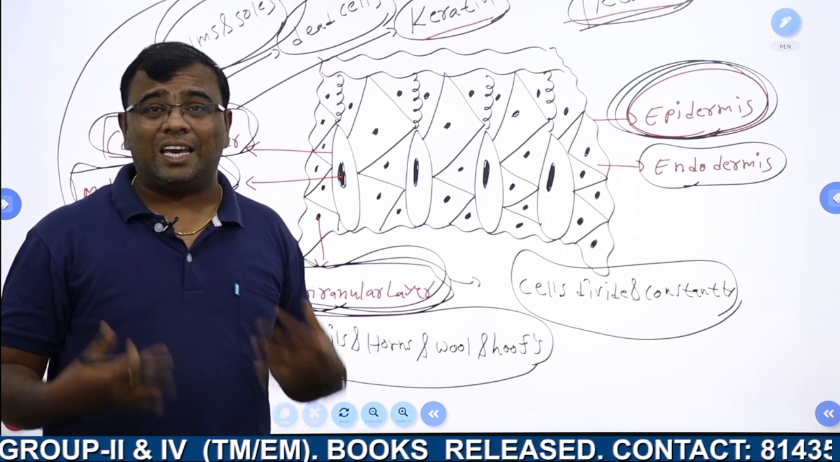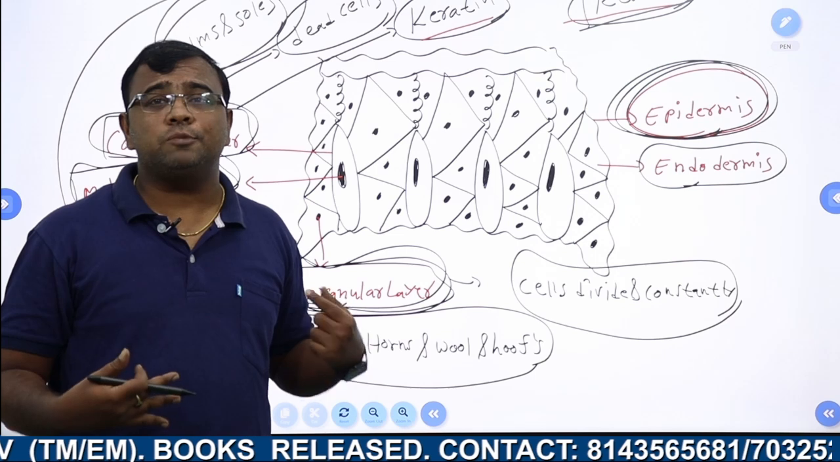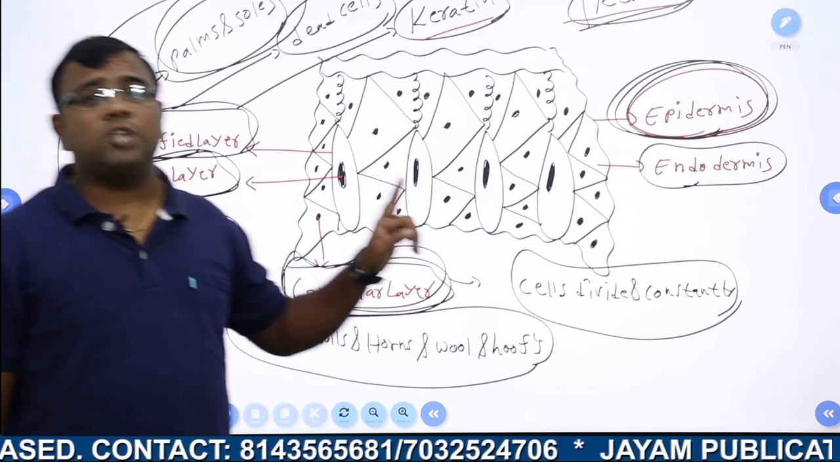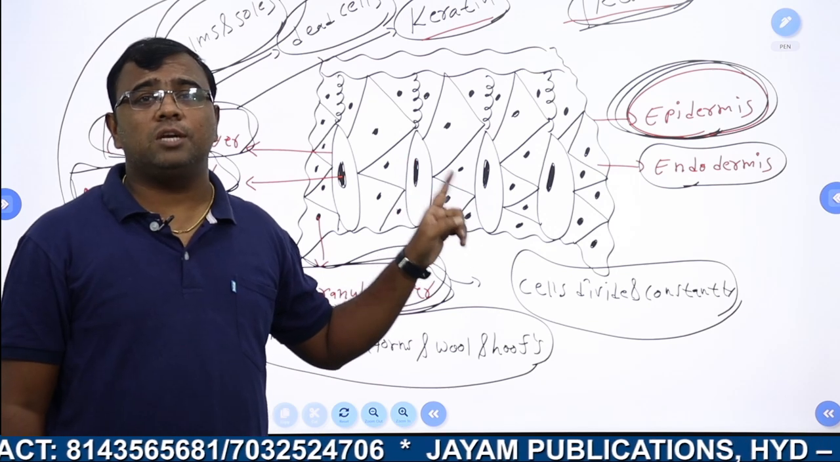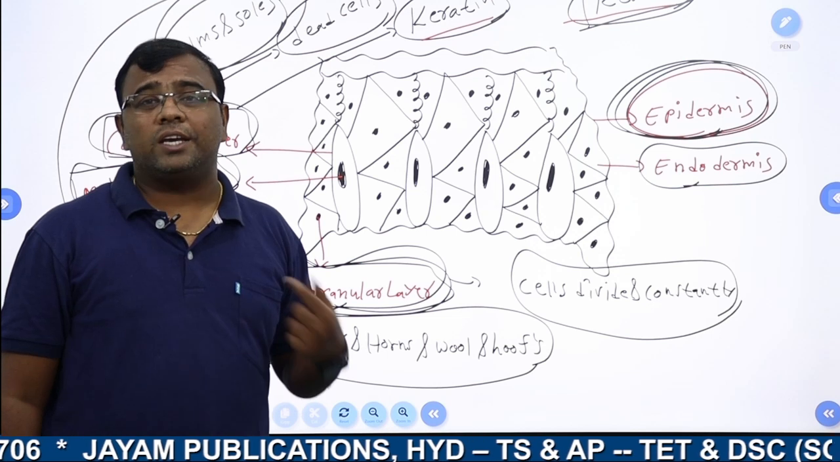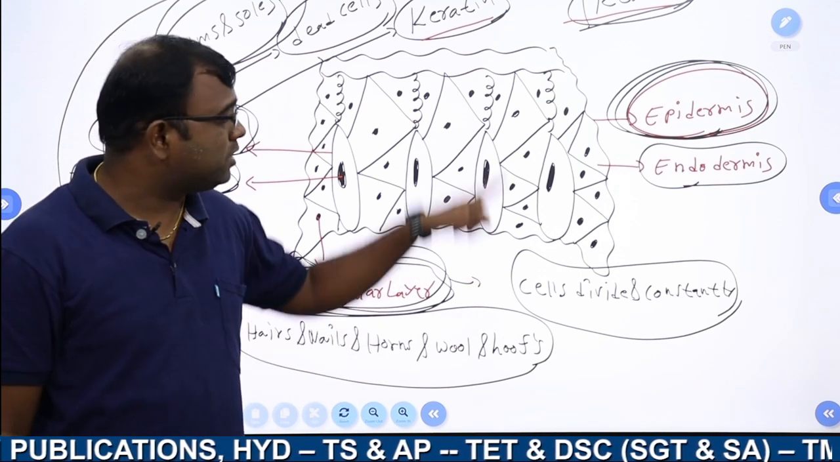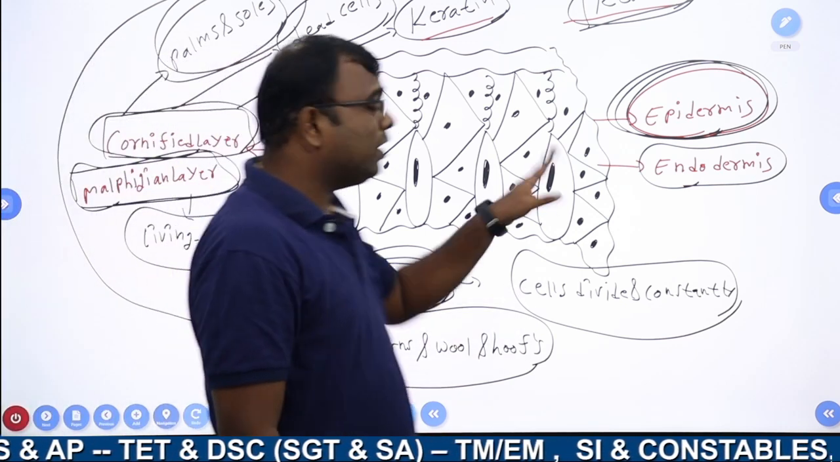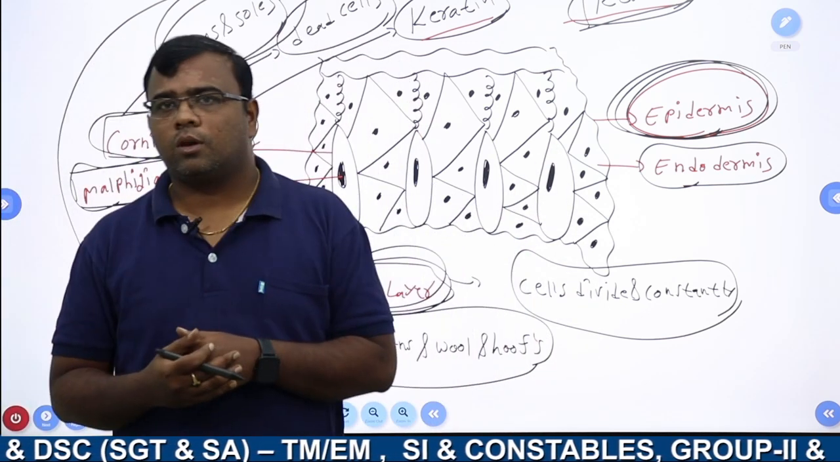This part is present inside the skin. The outside part of the skin is the epidermis. The inside part of the skin is the endodermis. What is the function of the endodermis?